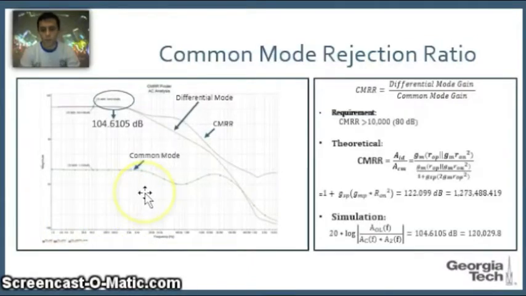So here we have the common mode rejection ratio. On the left of the graph we have the common mode gain, the differential mode gain, and the actual ratio between the two. And on the right we have a theoretical calculation for CMRR, which comes out to around 122 dB, and a simulation that comes out to around 104 dB. The differences could be explained by the fact the simulation has to take into account EKV model effects.